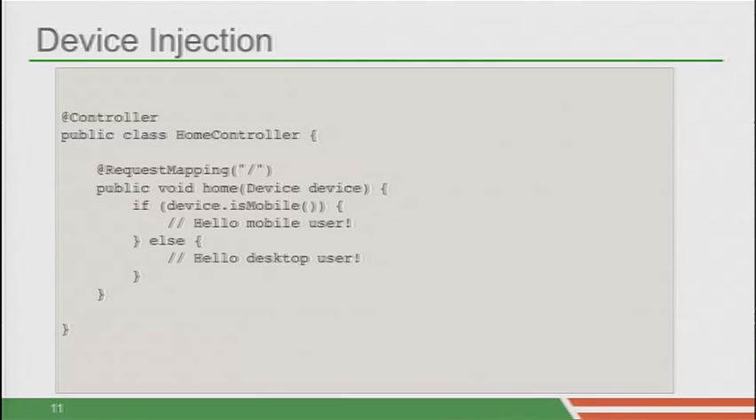So in terms of device injection, this would be an example of a basic controller. As you can see, you've got a device that you're injecting. You can check whether that device is mobile. And in fact, like I said, you can also check if it is tablet. And from there, you can choose to do whatever you want. Probably more than just have some comments or logging.